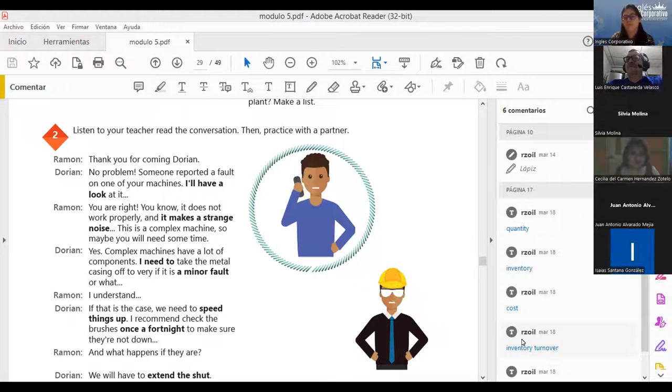I understand. If that is the case, we need to speed things up. I recommend checking the brushes. No, it would be once, right? Once a fortnight to make sure they're not down. And what happens if they are? We will have to extend the shoot.